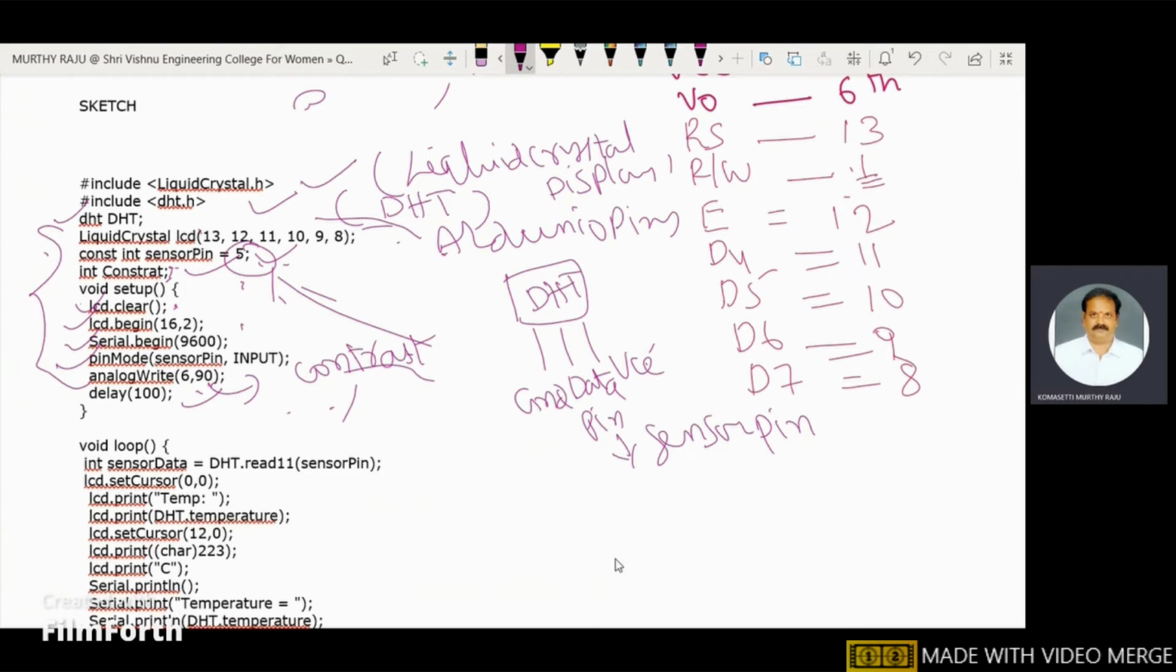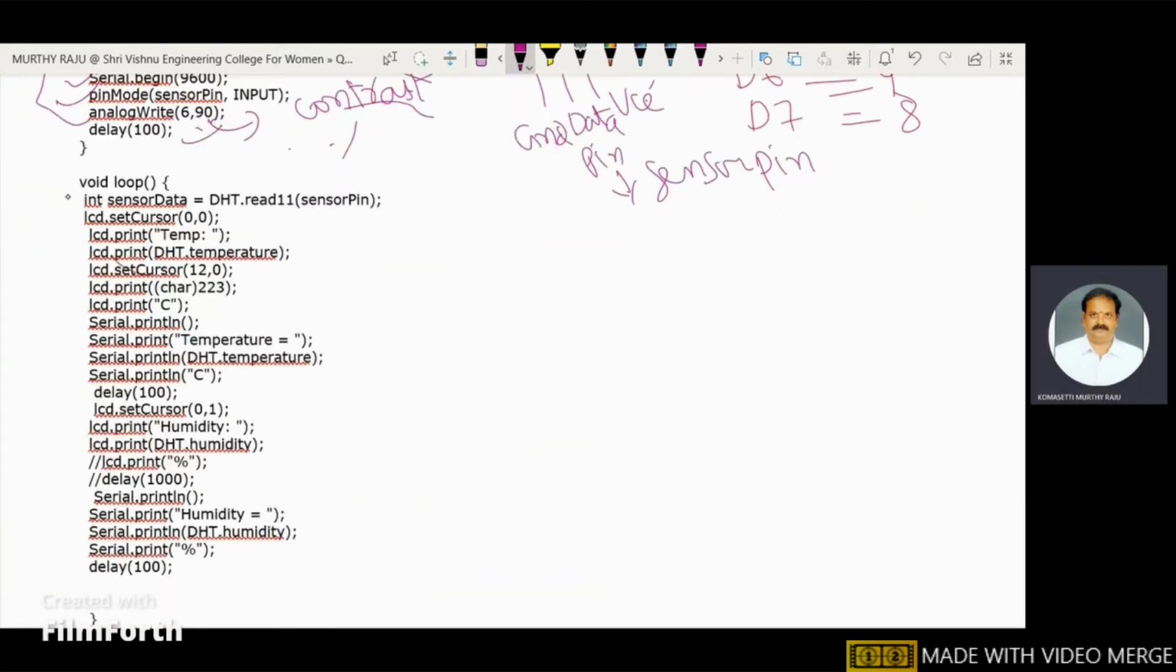Coming to the void loop. In the void loop, integer sensor data. Sensor data means both humidity and temperature. The DHT sensor is used for monitoring the humidity and temperature of the room. Here, that is the sensor data. DHT.read11 sensor pin. This one is the sensor pin.